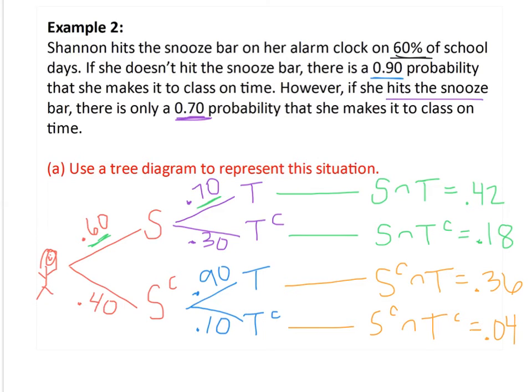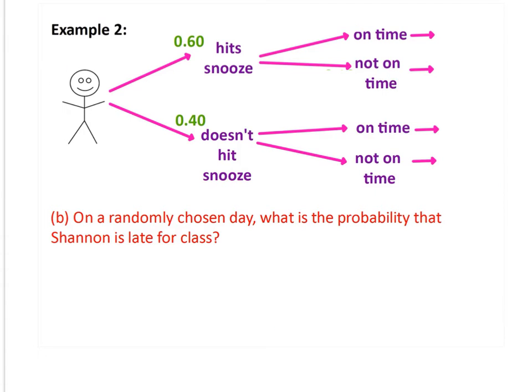So this is how we use tree diagrams, and once I have this diagram, I can answer a lot of questions because this is a lot of valuable information. So let's look at questions. For part B, I gave us our little diagram up above. We know that there's a 60% chance she hits the snooze. If she hits the snooze, there's a 70% chance she makes it on time, or 0.42, and a 30% chance she doesn't make it on time, or 0.18. As opposed to a 90% chance of making it on time if she doesn't hit the snooze, and then a 10% chance, or 0.04, that she doesn't make it on time.